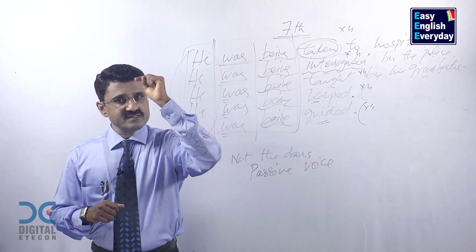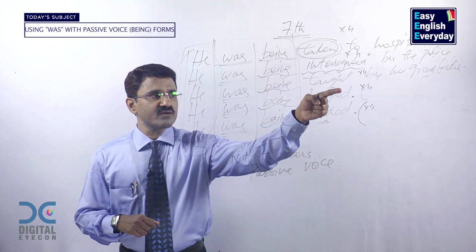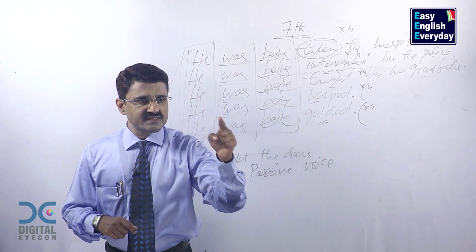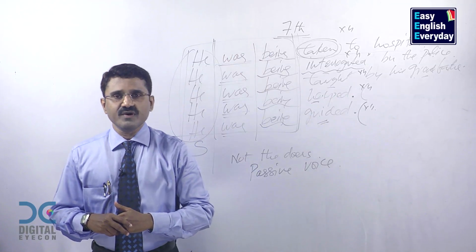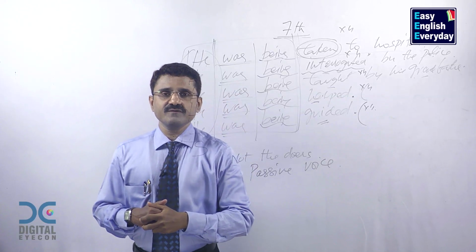In those sentences, the doers are getting importance. In these sentences, the doers are not getting the importance. This person is getting importance. This is the situation to use this one. So this is the 7th use of "was." Now let us see the last and the 8th use of "was."